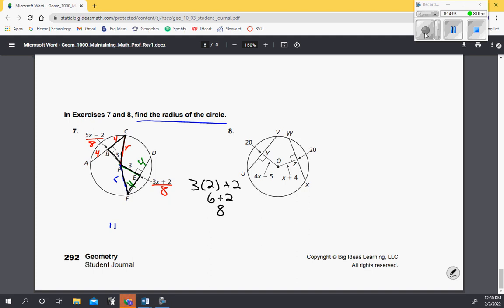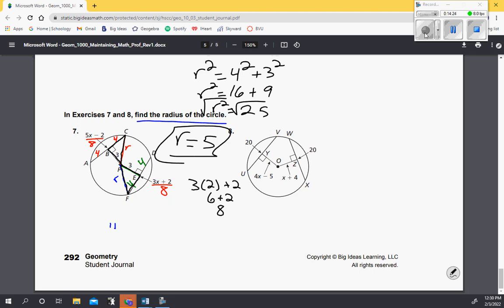Using the Pythagorean theorem. R squared is equal to 4 squared plus 3 squared. Okay, find that length. Find R. R squared is equal to 16 plus 9, which is 25. You got to take the square root. So R is equal to 5. And that is our final answer for number 7. So kind of a lengthy process, right? But we can do it. We can solve.